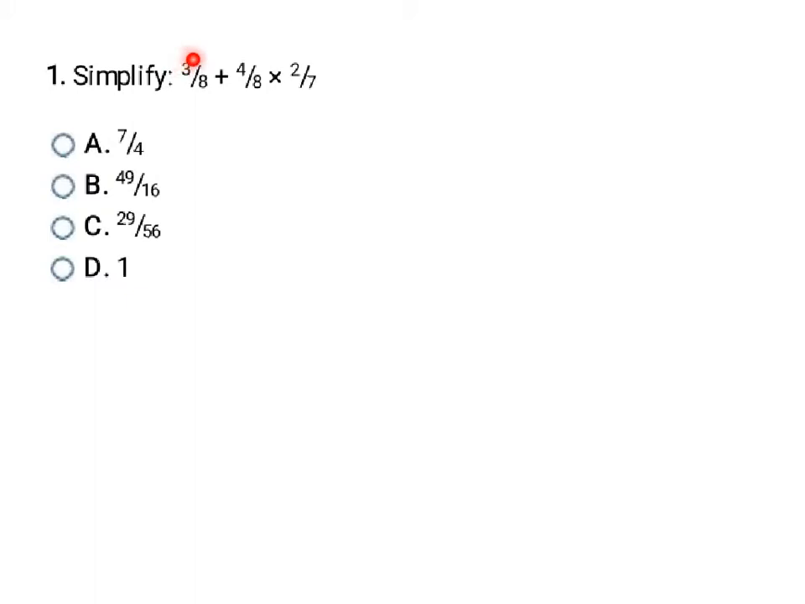In this problem, I have 3/8 plus 4/8 times 2/7. Well, multiplication comes before addition, so I'm going to do this multiplication first. When I multiply, you just multiply fractions tops with tops and bottoms with bottoms. So here 4 times 2 is 8, and 8 times 7 is 56. And then I have a 3/8 out front.